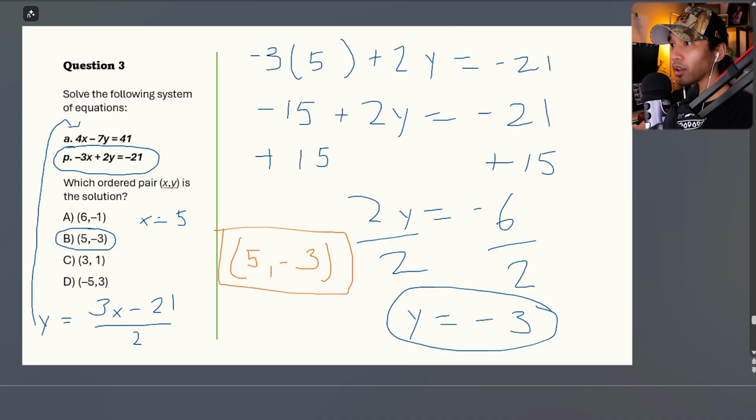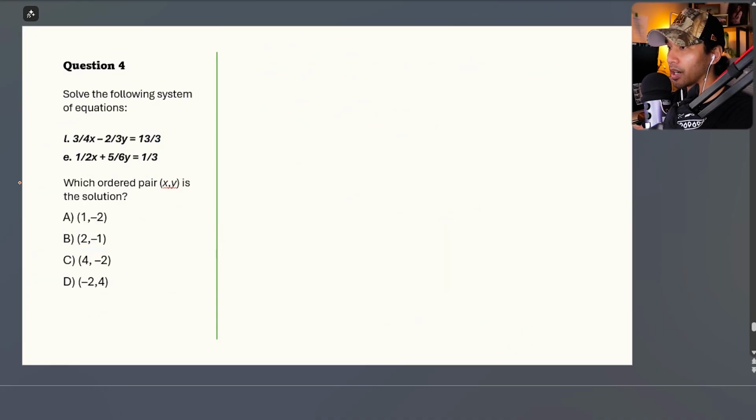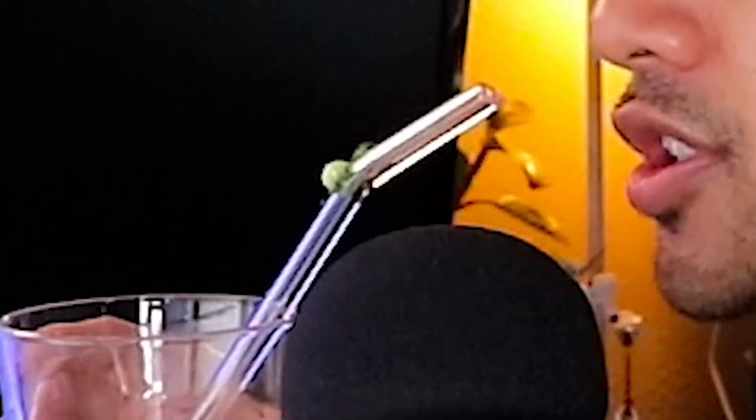Okay, so now let's go on to question 4, which does have fractions, and you may encounter a problem like this where we have to clear the fraction out first for both equations, and then we solve for a variable using elimination. So let me show you how that's done by drinking some water first. Look at the turtle on the straw.